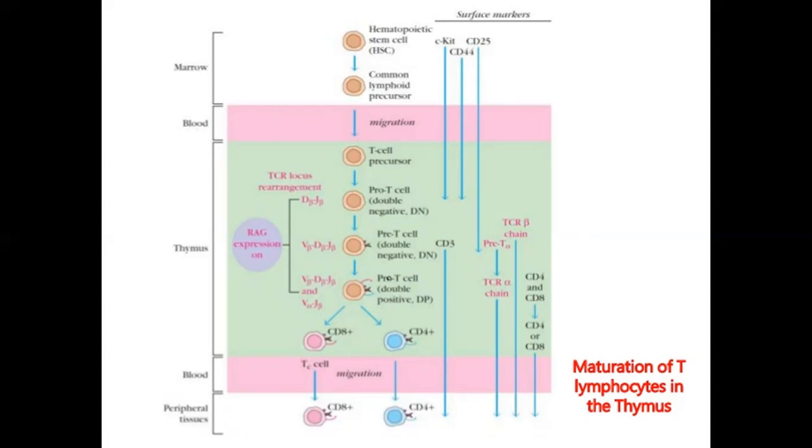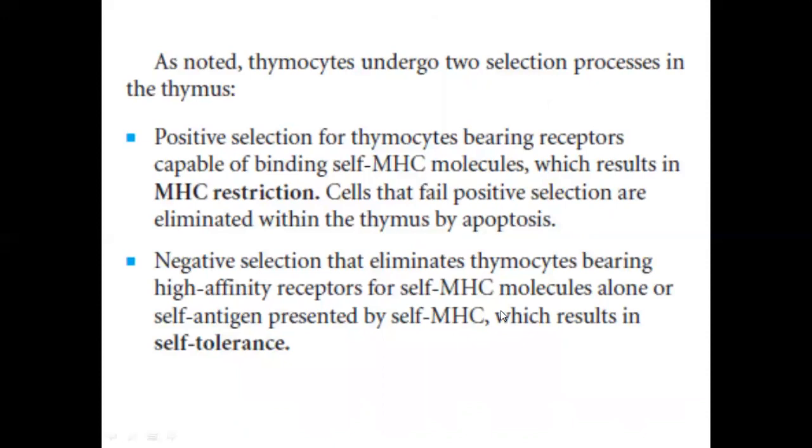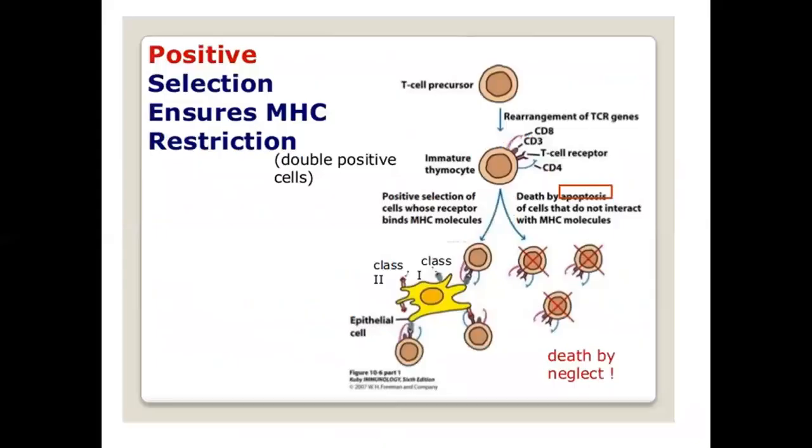As noted, the thymocytes undergo two selection processes in the thymus. One is known as positive selection, another one is known as negative selection. Positive selection is also known as MHC restriction, and negative selection is also known as self-tolerance. We'll study what positive selection and negative selection are. First, positive selection of the T cells, which ensures MHC restriction.